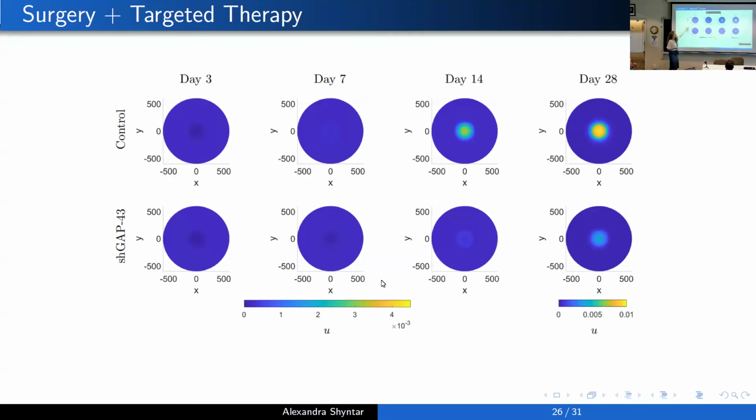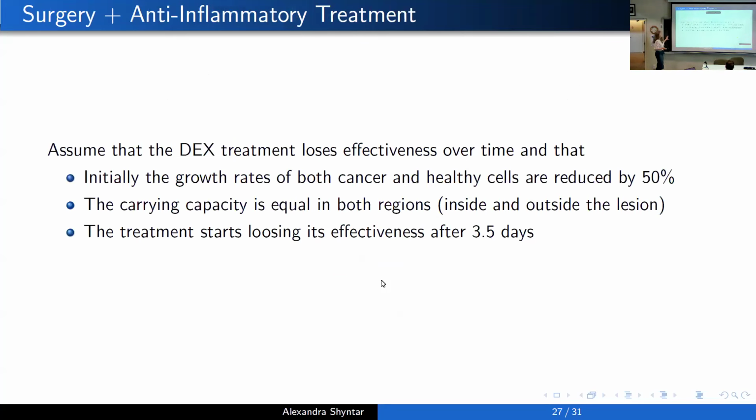On the top is our control, and on the bottom is our simulated treatment. And we see that the regrowth is slower. There are two color bars for these images because the first three columns have a lower concentration than the last one. And then the second treatment that we test is the anti-inflammatory treatment.